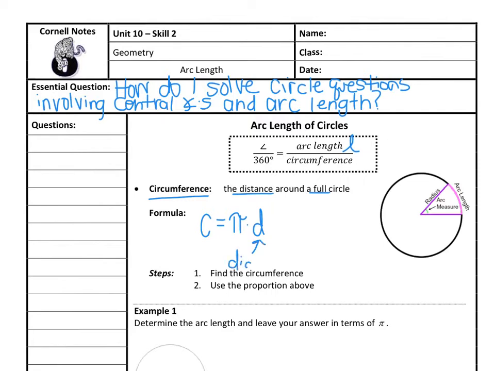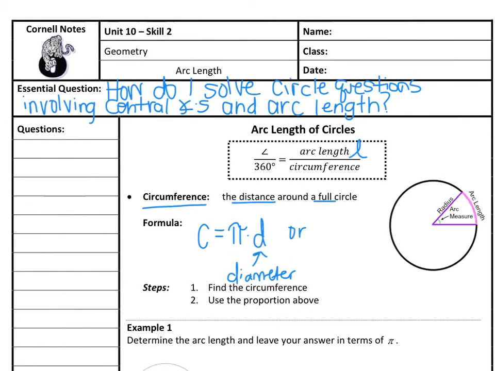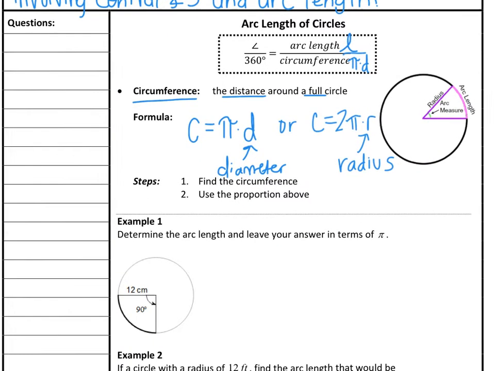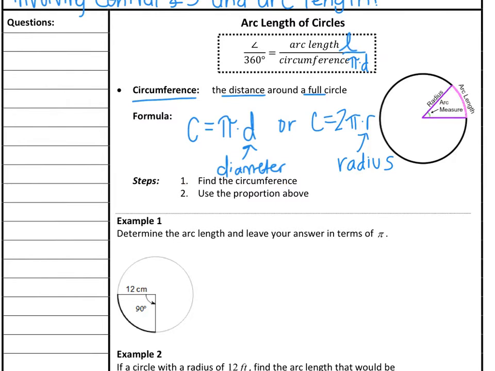So d is the diameter of the circle, which is all the way across. Or you can think of it as c equals 2 times pi times the radius, because 2 times r is going to give you the diameter anyways, so r would be the radius. But I usually use pi times d, so you'll also see me write this formula as L over pi times the diameter, which is just the circumference. Okay, so the steps in solving these types of problems are to first find the circumference of the circle and then use the proportion up above to solve it.